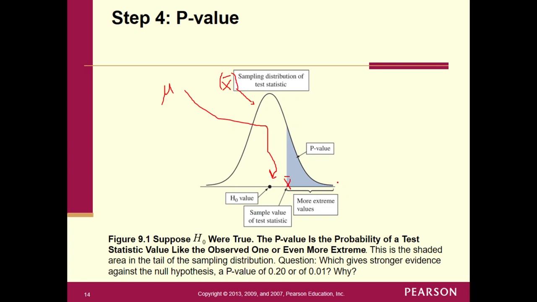This is leading us to understanding the probability value, the p-value. The p-value is the probability of getting something as rare as that x bar. How rare was it to get an x bar here, or more extreme than that? That's the probability value.